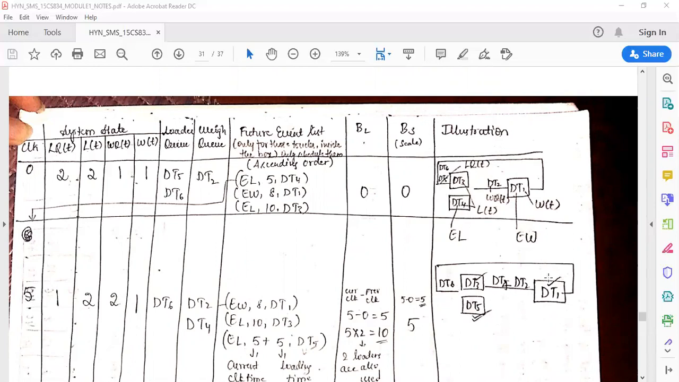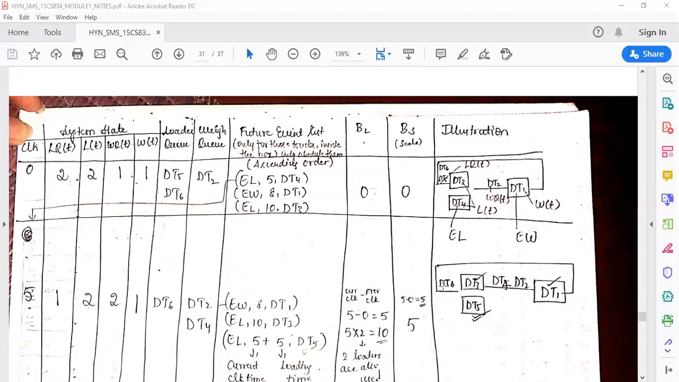In the illustration, dump truck 1 stays the same as it is. DT2 was there. DT4 finished loading, so it came and joined the weigh queue. DT3 I have, then DT5, DT6. DT5, which was in the loader queue, will come and occupy one of the loaders. Right now, how many are in the loader queue? One. How many in the weigh queue? Two. How many at the loader? Two. How many on the scale? One.